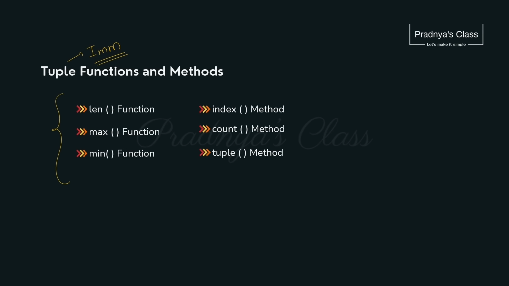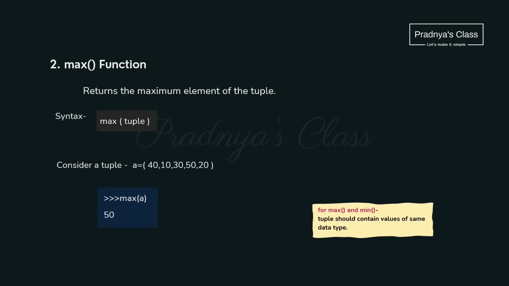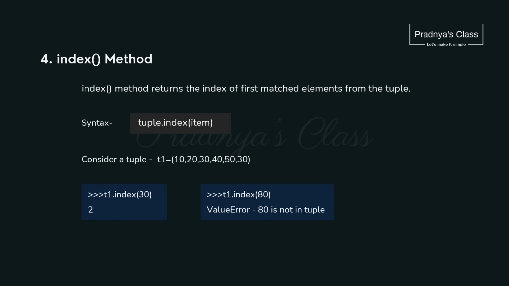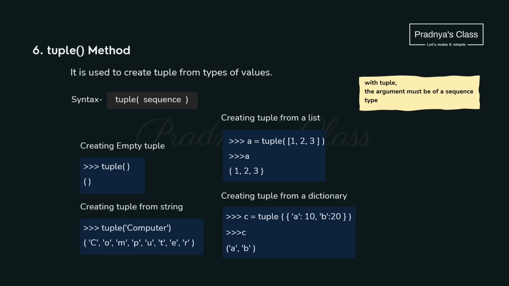Hope you remember it. Let me tell you in short, the len function gives the number of elements. The max, min and sum functions give the maximum element from the tuple, the minimum element from the tuple and the sum of the tuple elements. The index method works exactly the same as list and string. It gives the index of the first matching element. The count method also works the same as list. It gives the count of the item. Here is the tuple method which we discussed already. It is used to create a tuple from another sequence.